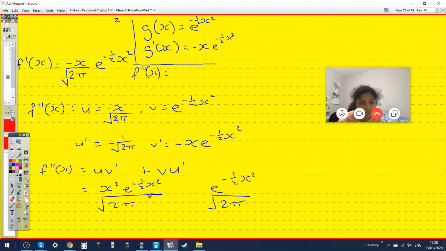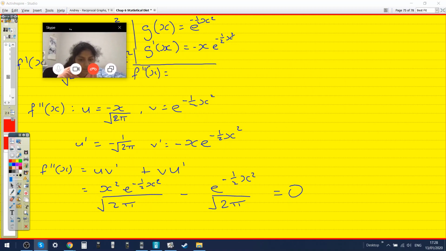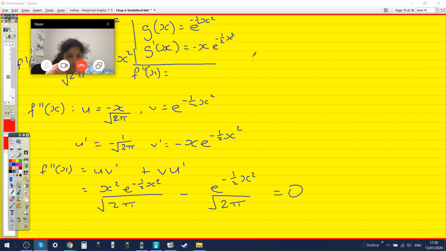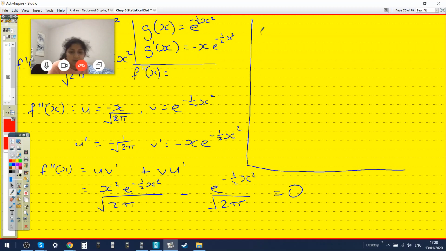And what is next? Equal to 0. But they have the same denominator, so you can just combine them. What divided by 2 pi gives you 0? 0. Therefore, what do you know about this top once you combine it? It's equal to 0. Yeah, and so that might help a bit. You can just write directly minus e minus 0.